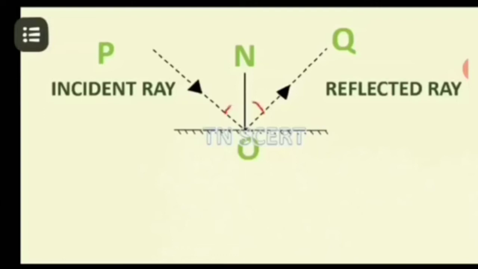The first law is the angle of incidence is always equal to the angle of reflection. Angle I is equal to angle R. The second law is the incident ray, the reflected ray and the normal at the point of incidence lie on the same plane.